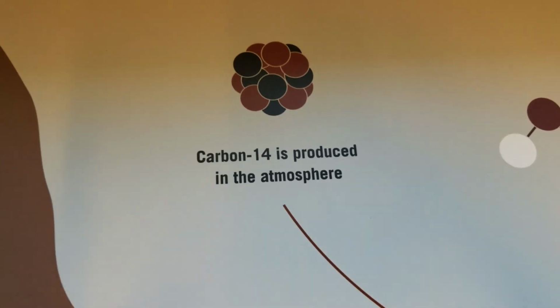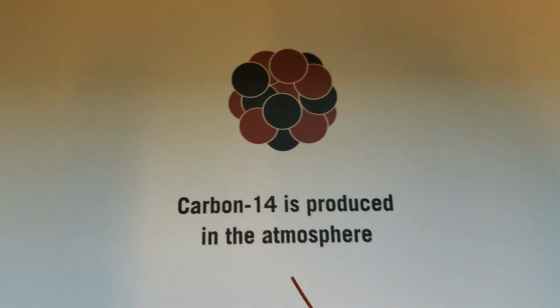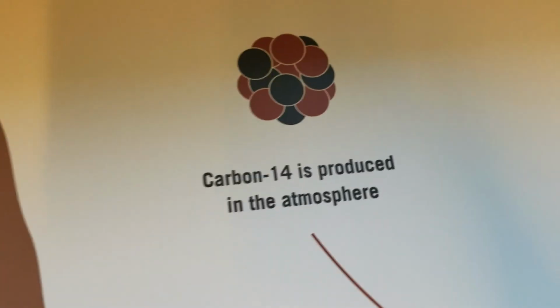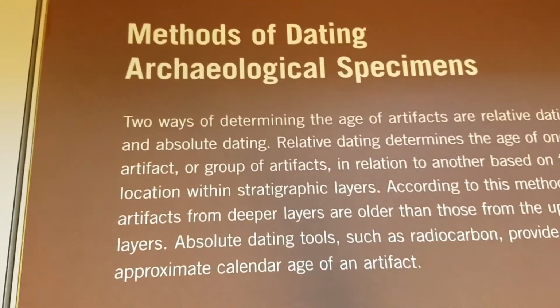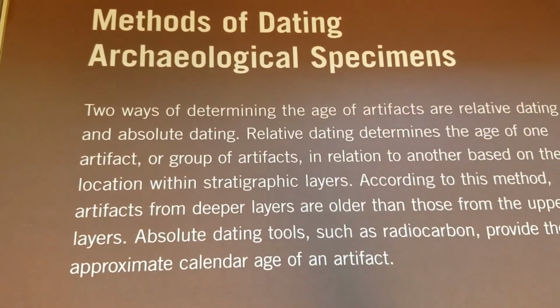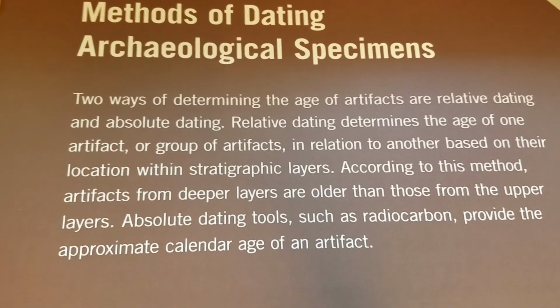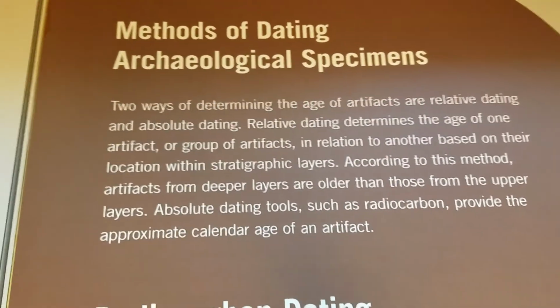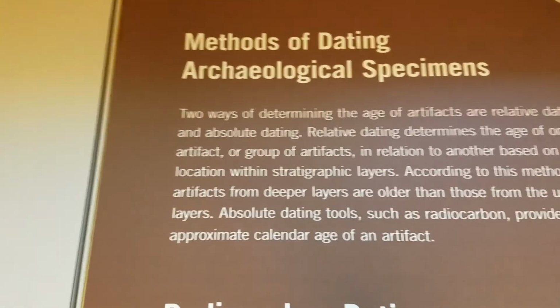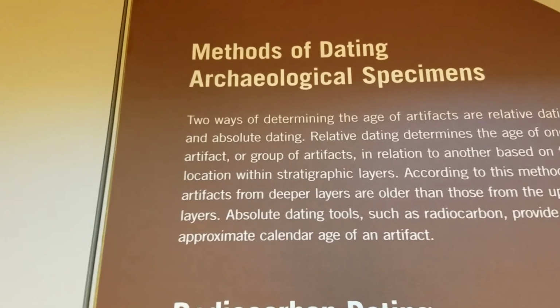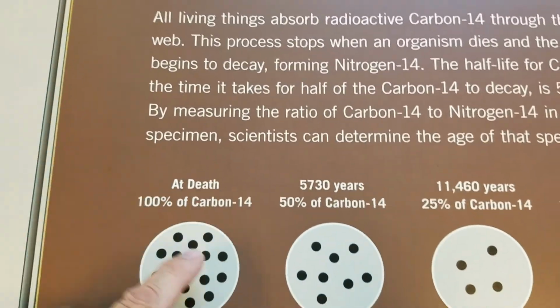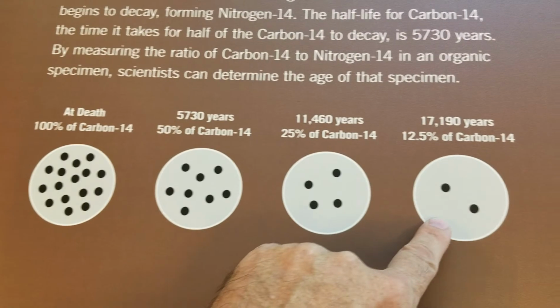Use this as a backdrop to talk about the problems of carbon-14 dating. So here are the methods of dating archaeological specimens. These are talking about absolute dating. Carbon-14 does break down absolutely in a lab. So this is how the radioactive carbon decays.